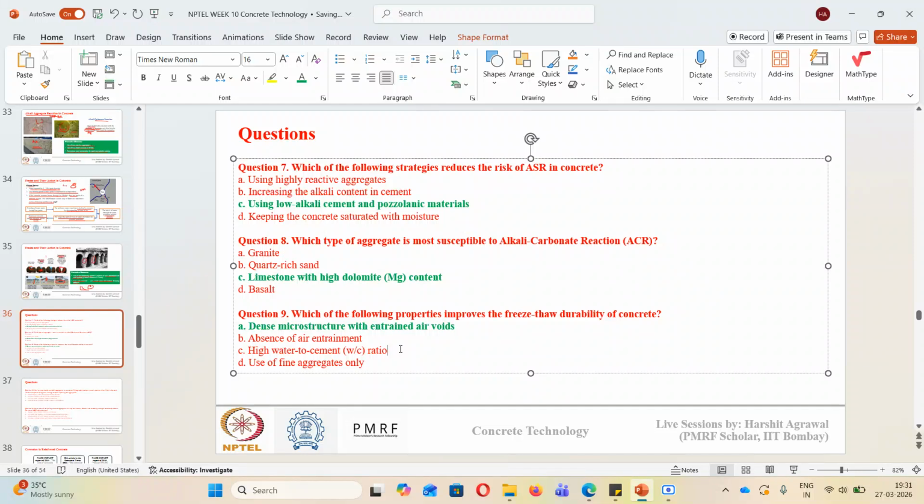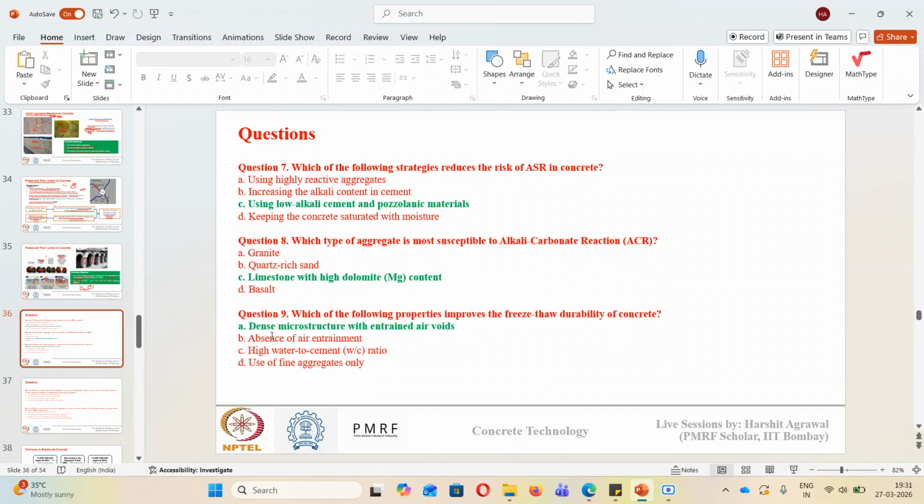So entrained air voids will ensure that the pressure generated due to expanding ice, due to movement of water, can be relieved. And dense microstructure will ensure that concrete has high strength and small pores. So if there are smaller pores, the freezing of water will be difficult. So freeze thaw effect will be nullified.